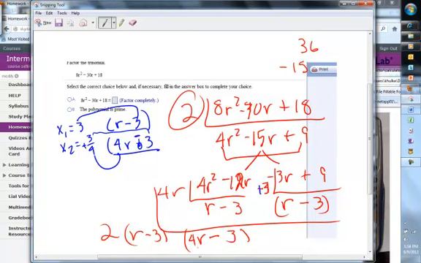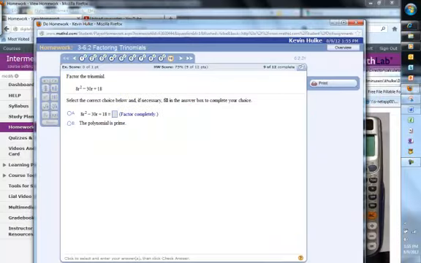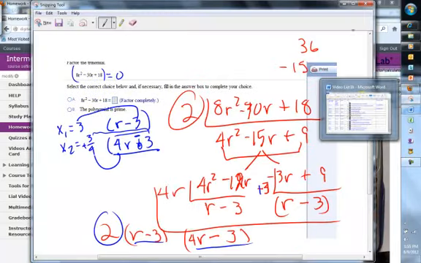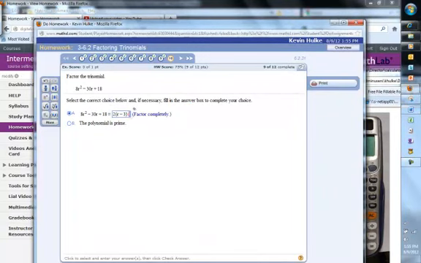Okay, if you notice, you've got this factor and you've got this factor, but you don't have the 2, and that's because the 2 is not an answer when you solve. So when you try to enter this, make sure you remove the common factors first, otherwise you're going to get it wrong when you enter your answer. 2 parentheses r minus 3 parentheses, I think that was right, r minus 3, 4r minus 3.